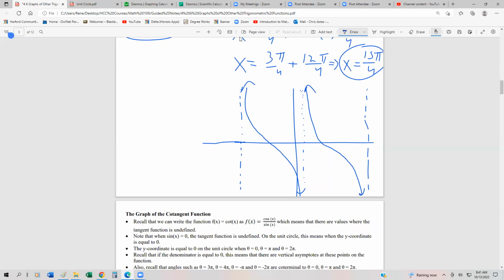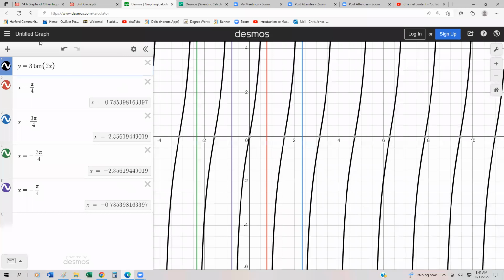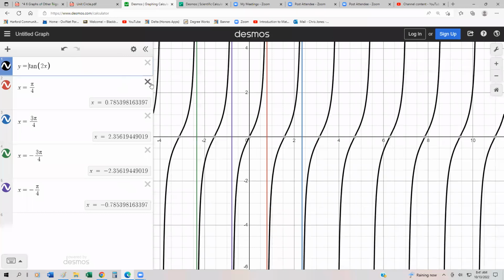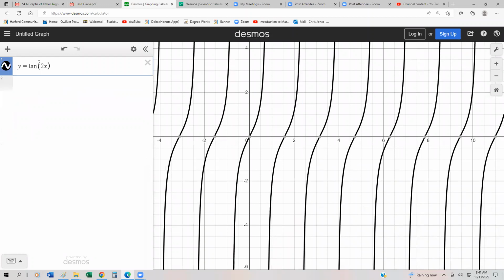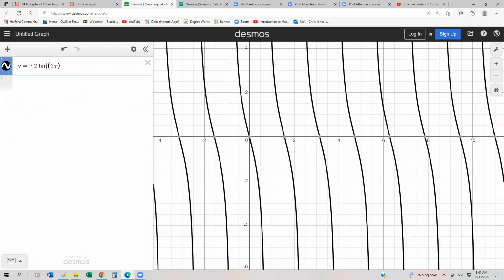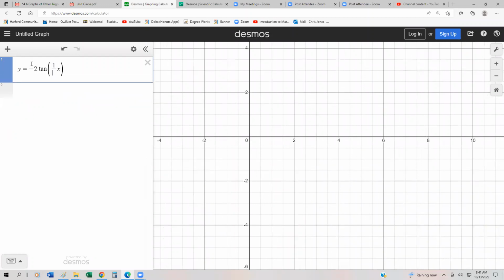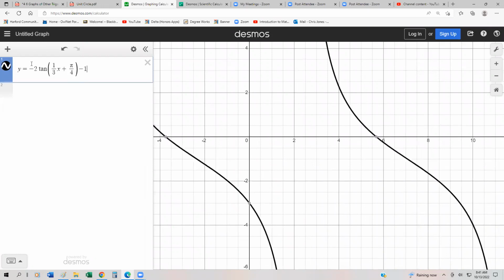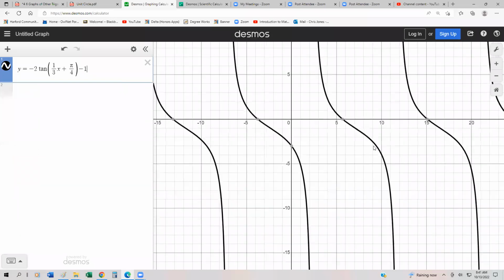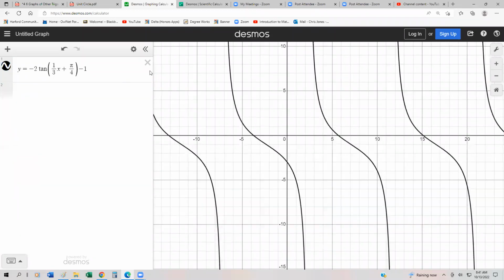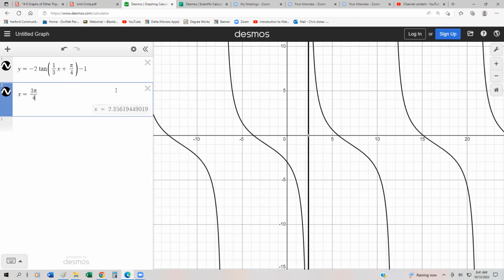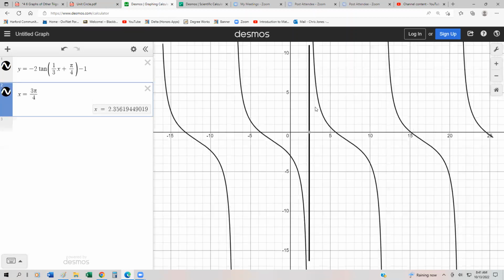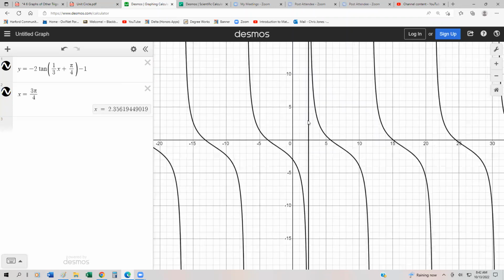Okay, now, of course, technology is going to tell us something different. So let's take a look. And remember, we had for our function, let me get rid of all these, -2 tangent of 1/3 x plus pi over 4 minus 1, right? So I'm going to zoom out. And what probably is going to be helpful for us is to plot those asymptotes that we found. Remember, 3 pi fourths was one of them. Okay, so that looks good. At least that substantiates our graph.